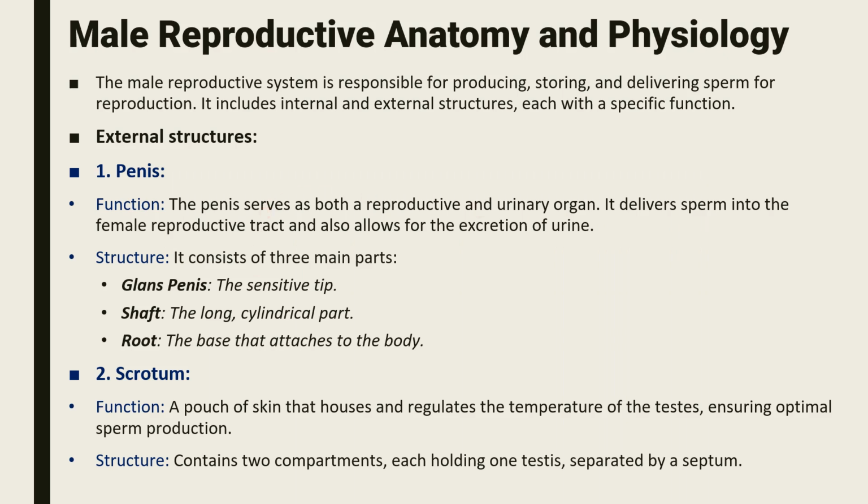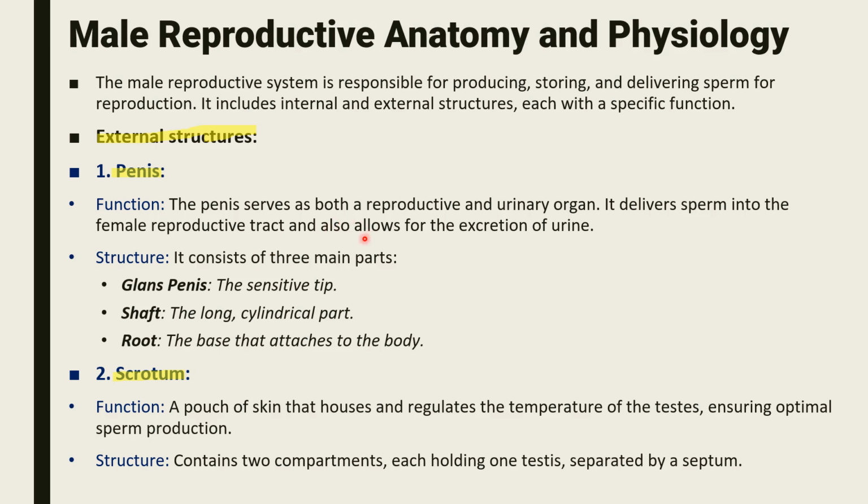Male reproductive system, anatomy. External structure. It has a penis and a scrotum. The penis serves as both a reproductive and a urinary organ. It delivers sperm into the female reproductive tract and also allows for the excretion of urine.